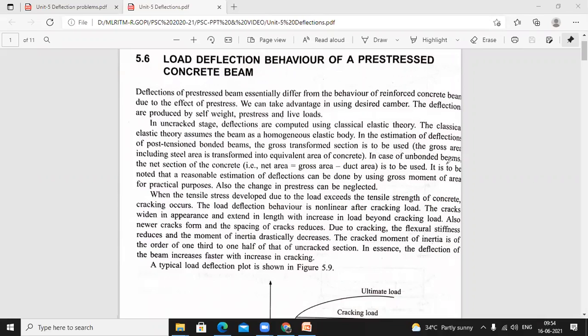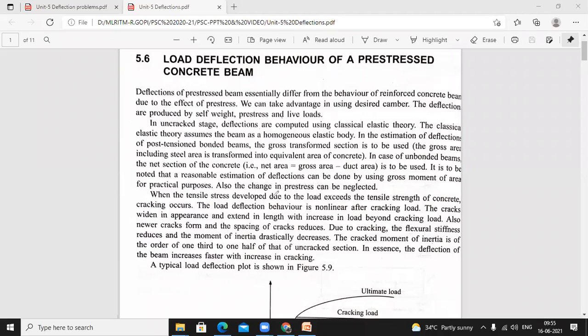In the case of unbonded beams, the net section of the concrete is to be used. Net area is nothing but the gross area minus the duct area. It is to be noted that a reasonable estimation of deflections can be done by using the gross moment of area for practical purposes. Also, the change in prestress can be neglected.